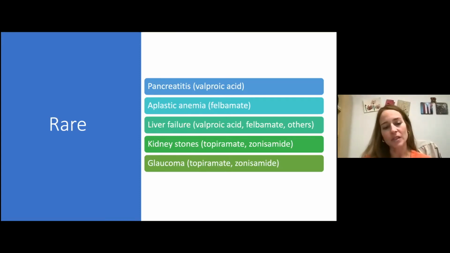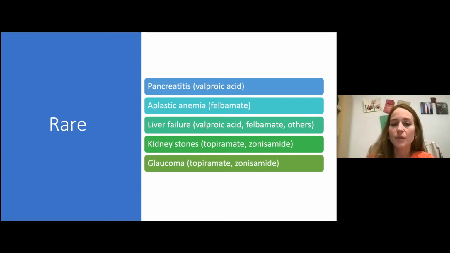Aplastic anemia, which means that your bone marrow kind of shuts down and can't produce white blood cells or red blood cells or the different types of cells, and your counts go very, very low. This is really rare and almost never published in children, but it's a reason why people are very cautious with felbamate and prescribing felbamate, and why we check labs very frequently, especially in the first 6 months after someone has started on felbamate.